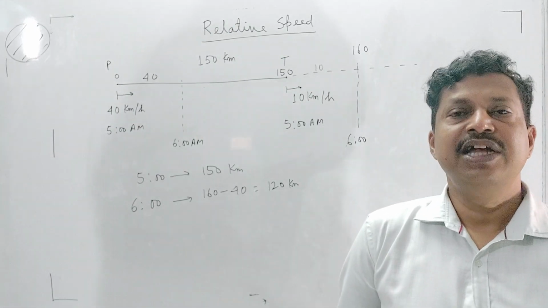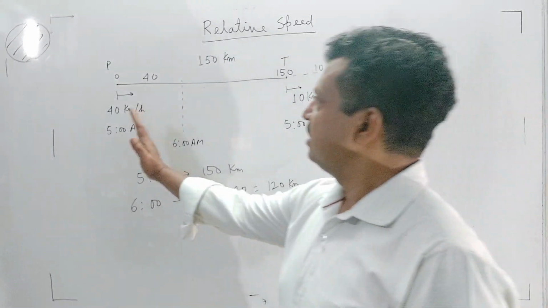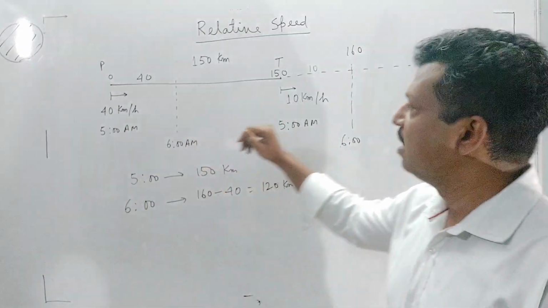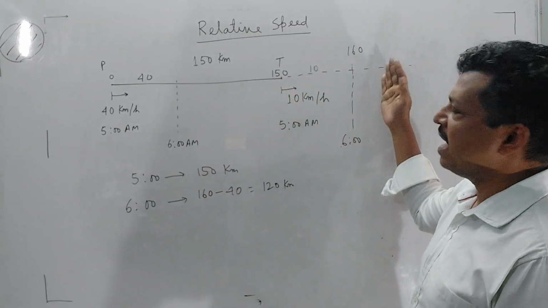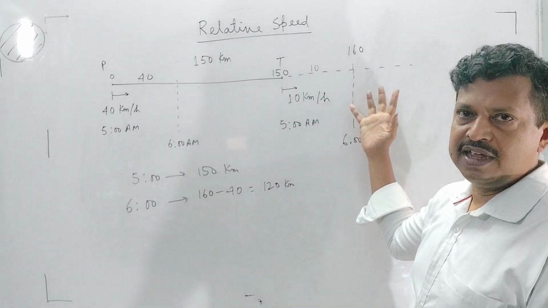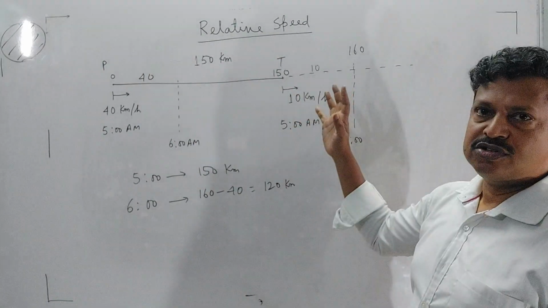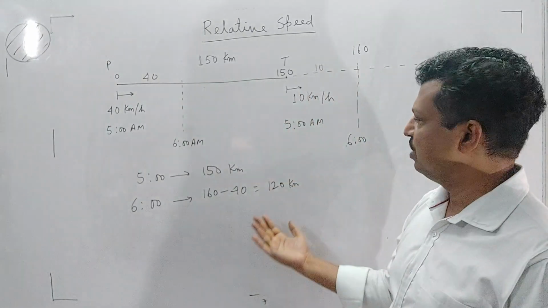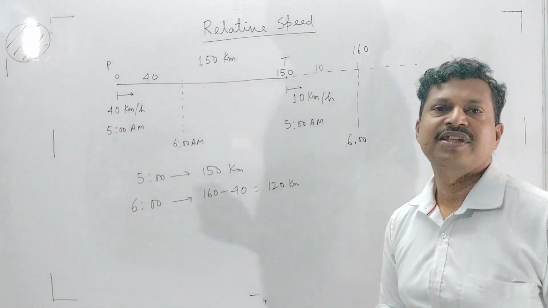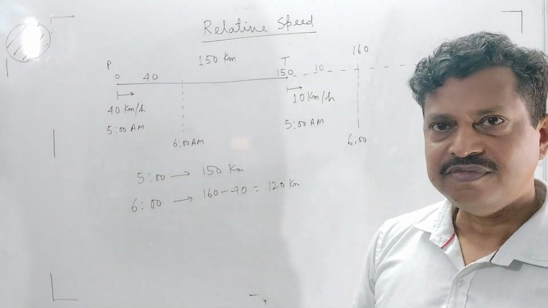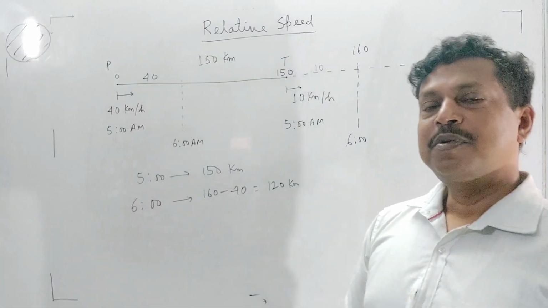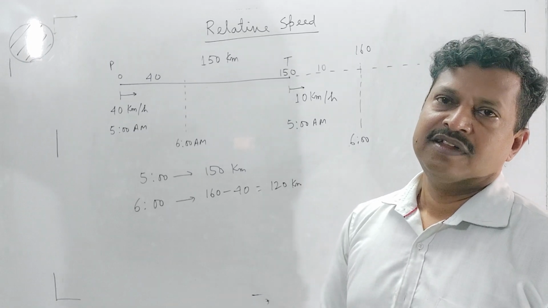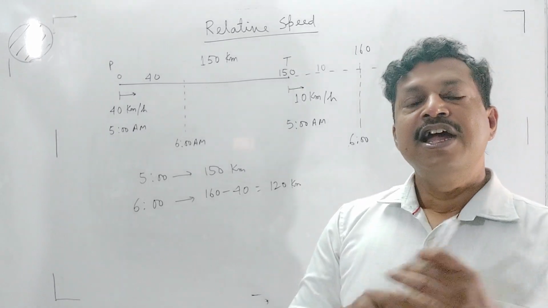Fine. Now this 30 kilometer has come from where? This police has gone ahead by 40 kilometer, and if thief has gone ahead by 10 kilometer, so relatively the gap is reduced by 40 minus 10. So 30 kilometer. So gap is reduced by 30 kilometer. 150 minus 120. That's 30 kilometer. Alright. So what you have understood? If they are running in opposite direction, then what is the relative speed? Relative speed is difference of their speeds.